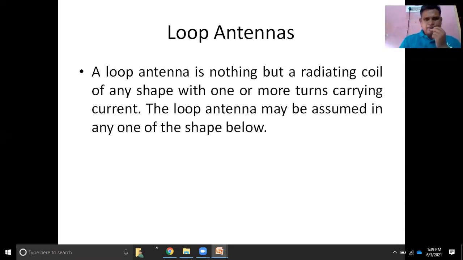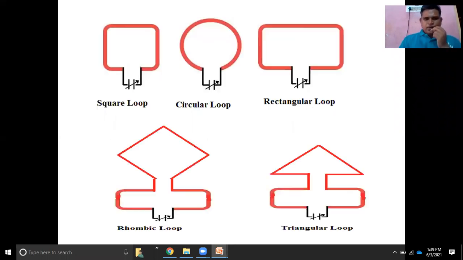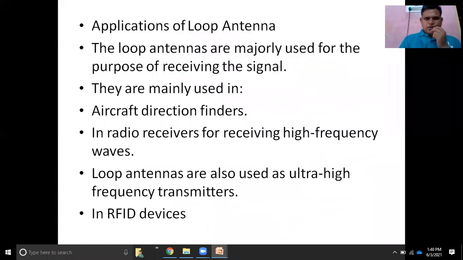In our last class we have seen that in loop antennas, a single wire has a shape, a radiating coil of any shape with one or more turns carrying the current. We can see the different shapes of the loop antennas: square loop antenna, circular loop antenna, rectangular loop, rhombic loop, or a triangular loop antenna. Different shapes are there, and also we have seen the applications of these loop antennas.